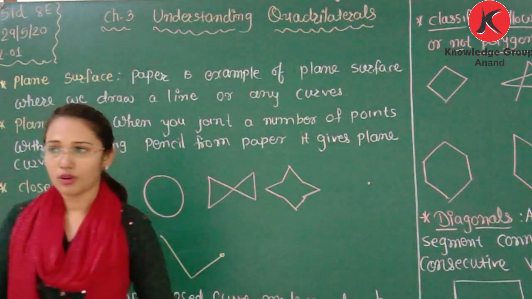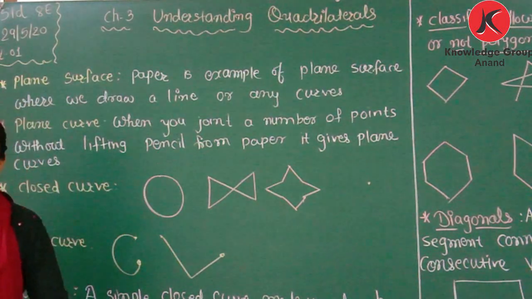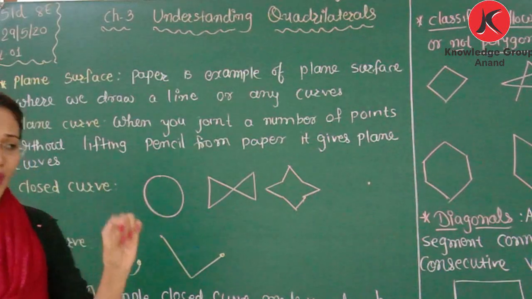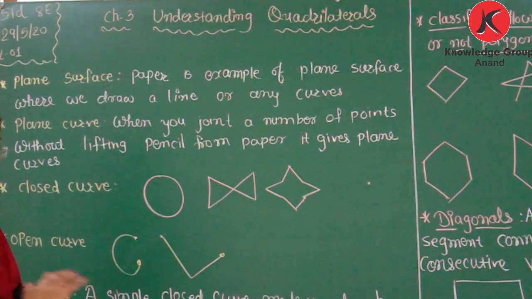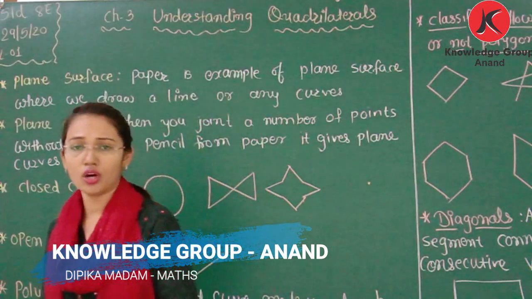Plane surface. Okay, then also we learned about the point. We started geometry from the point. Point means a dot that we make on a paper. If we join more dots, it becomes a line or curve.